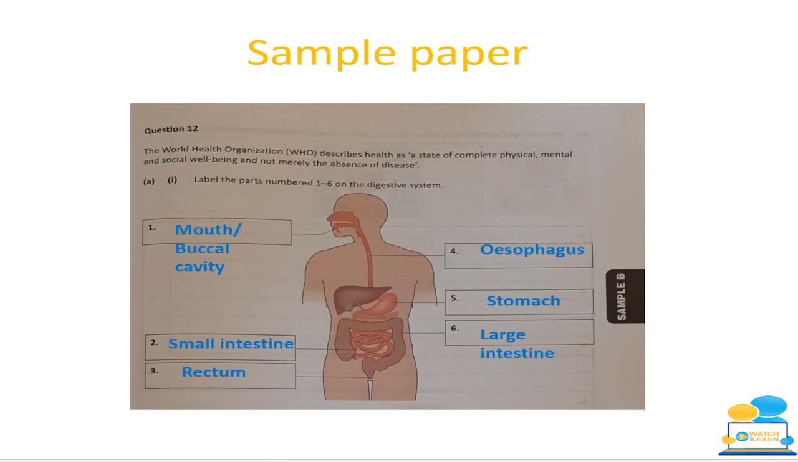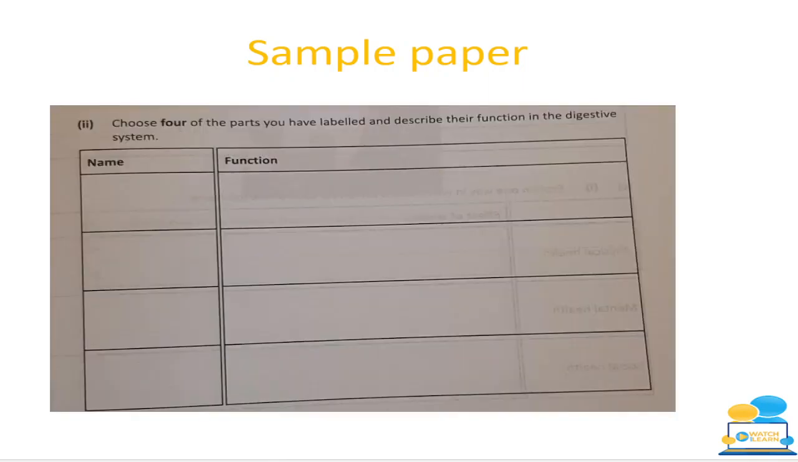Now there's the second part to this question which we're going to look at, and you have to read this very clearly, because it is very easy to answer this question thinking you've got 100% and actually you haven't got it right at all. So we'll see here part 2. Choose 4, and it's underlined and bolded, other parts you have labelled, and describe their function in the digestive system. So there's actually 2 parts to this question here, okay?